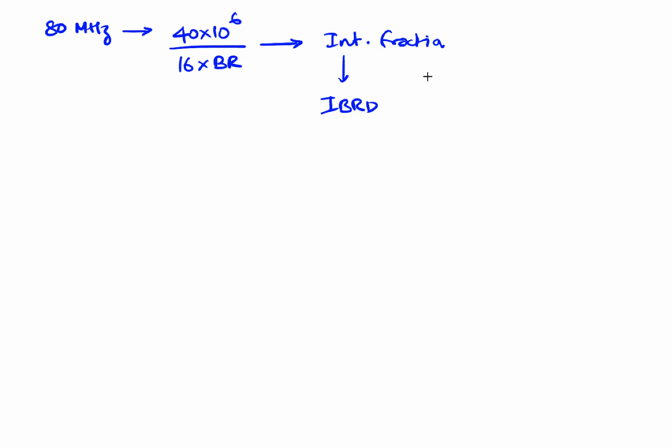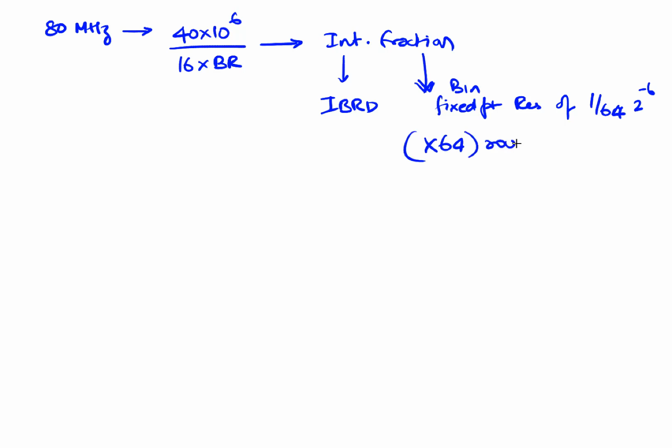Simple enough. We take the fraction part, and this is represented as a binary fixed point number with a resolution of 1 over 64, or 2 to the power of minus 6. So what does it mean? I take this number and I multiply that by 64 and I round it. Got it. I round it and I write that to my FBRD register. And that's exactly what we're doing.